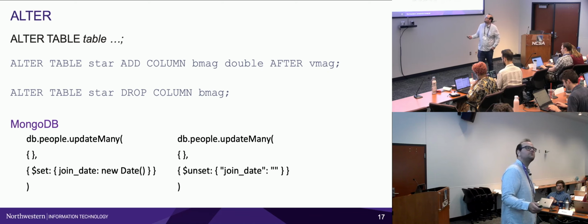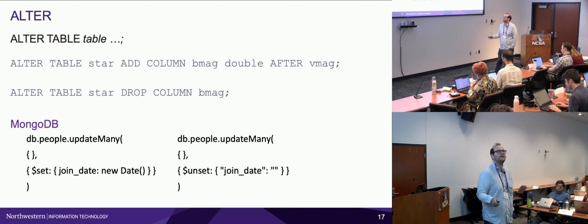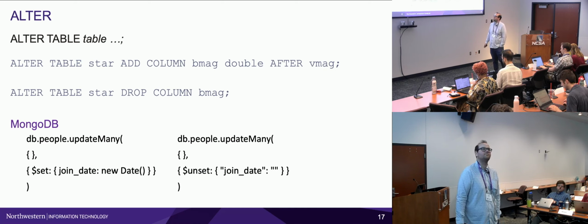Okay, what if I wanted to alter a table? So here I'm saying, hey, I'd like to take the table star. I'm going to add a new column to it. And I'm going to put that new column after the column VMAG. Or here I want to say I'm going to alter the table star. I'd like to drop, I don't want this column anymore, the BMAG column.